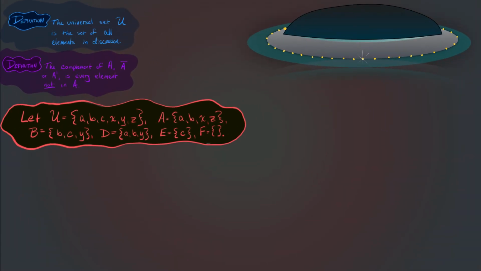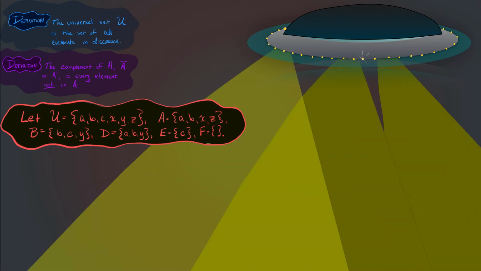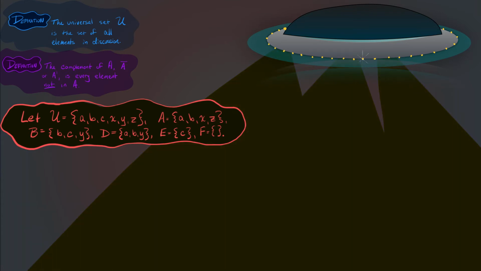So let U, our universe, be {A, B, C, X, Y, Z}. And then we're going to define set A, set B, set D, set E, and set F. And so what we want to do here is find A bar, B bar, F bar, D bar, B union D, and B union D bar. And so instead of bar, I could have said complement for all of these, A complement, B complement, and so on.